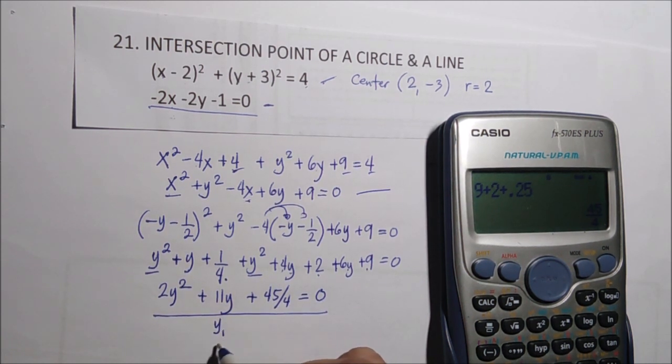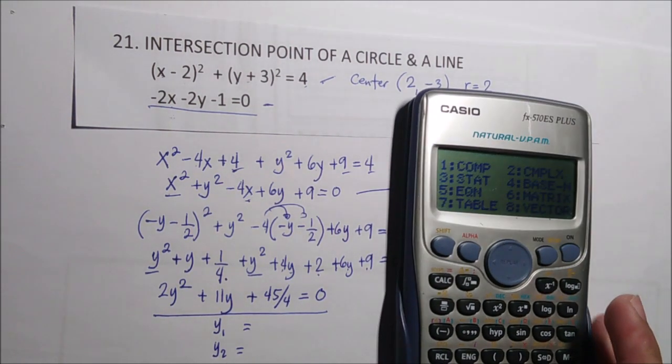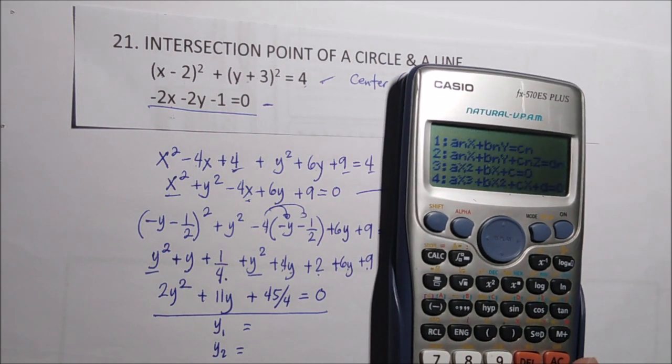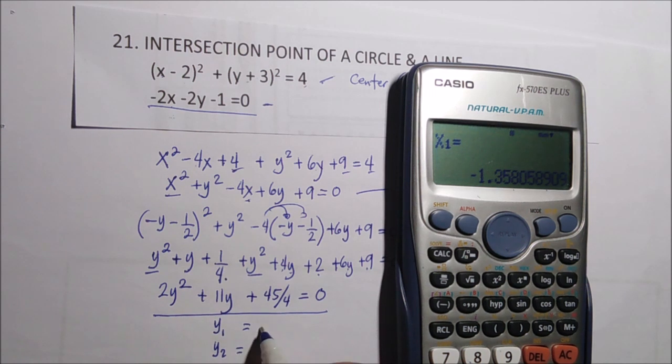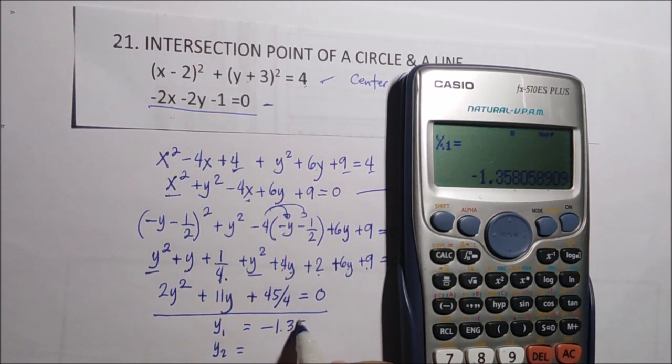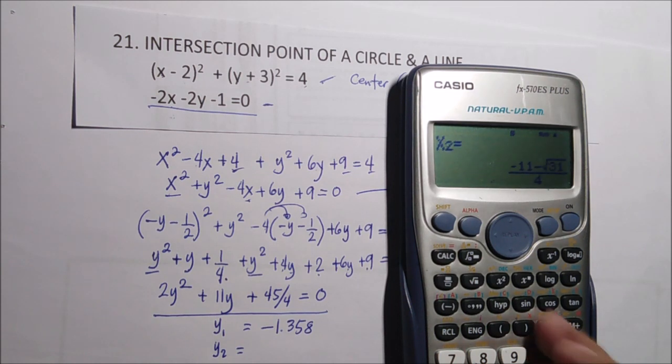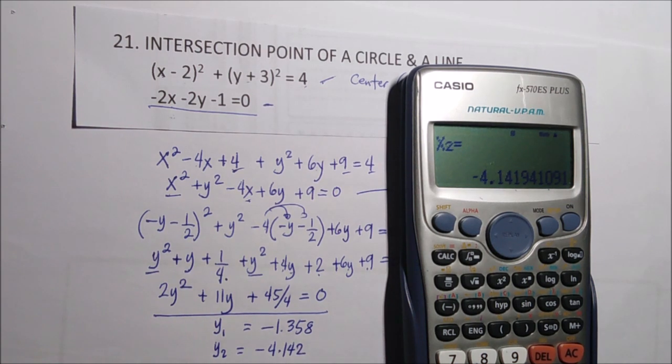Okay, so y1, y2. From this, using a calculator, mode 5 then 3. So 2, 11, and 45 divided by 4, equals. So your y is −1.358, and the other one is −4.142.